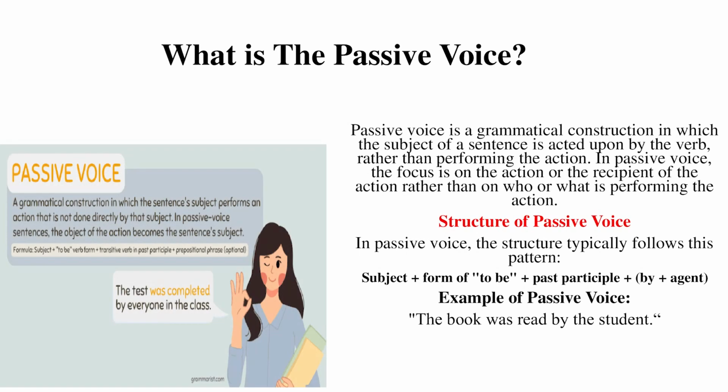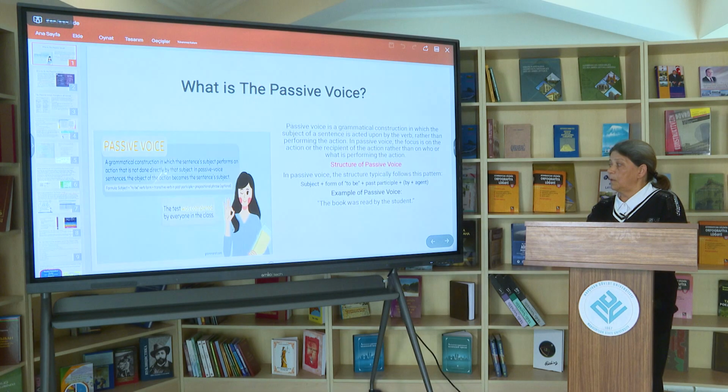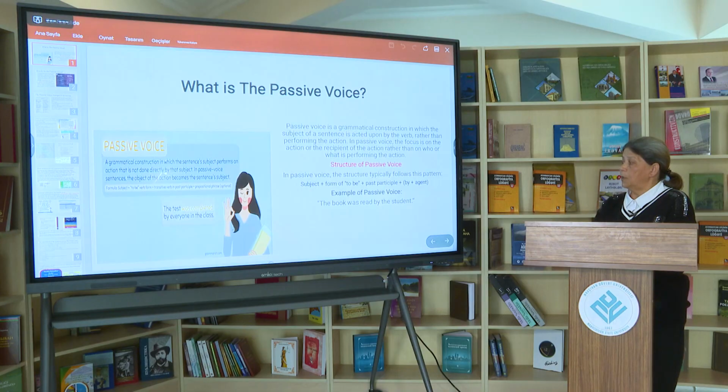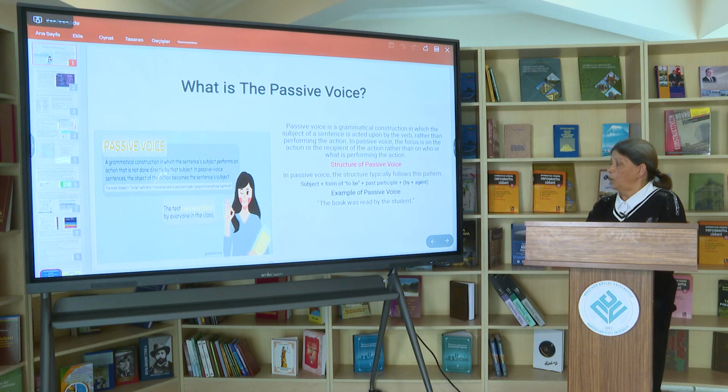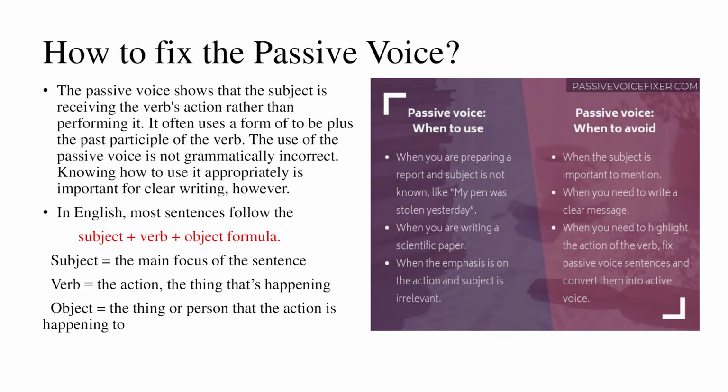If we speak about the structure of the passive voice, we have to say that in passive voice, the structure is always in this way: subject plus form of to be. By the way, to be changes according to all persons and the tenses. And plus past participle. Sometimes we use by plus agent, sometimes we don't. I want to give an example of passive voice. For example, the book was read by the student.